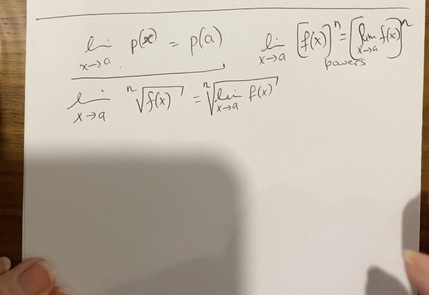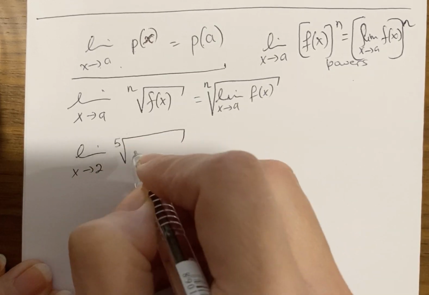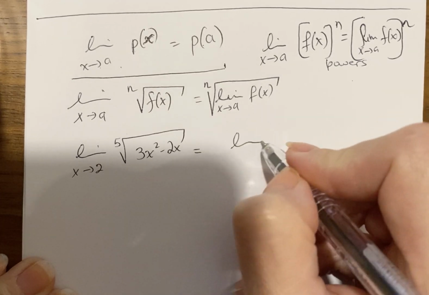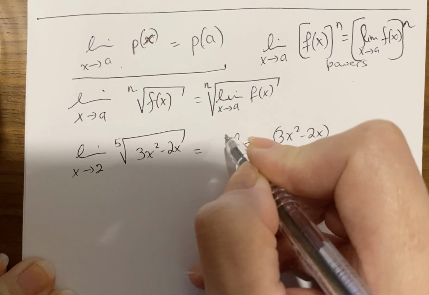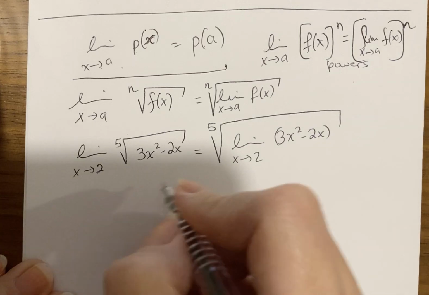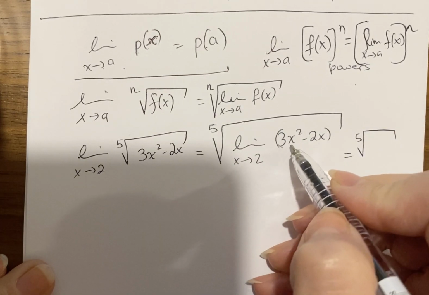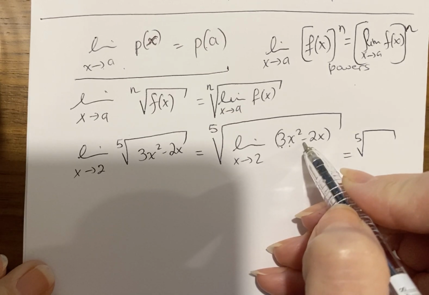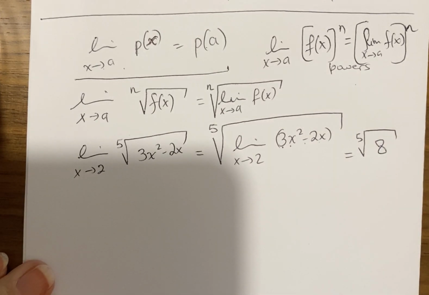So for example, the limit as x approaches 2 of the fifth root of 3x squared minus 2x would be the limit of 3x squared minus 2x as x approaches 2, and then the fifth root of the answer, which is the fifth root of 3 times x squared, which is 2 squared. 3 times 4 is 12. 12 minus 4, 8. So it's the fifth root of 8.